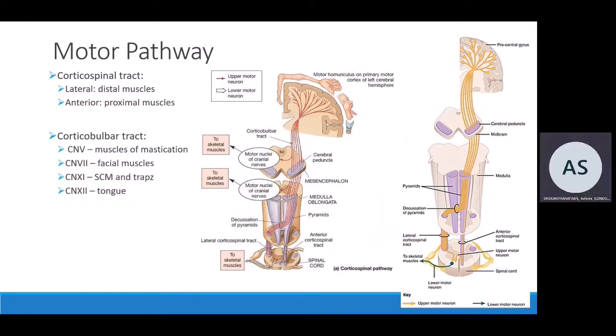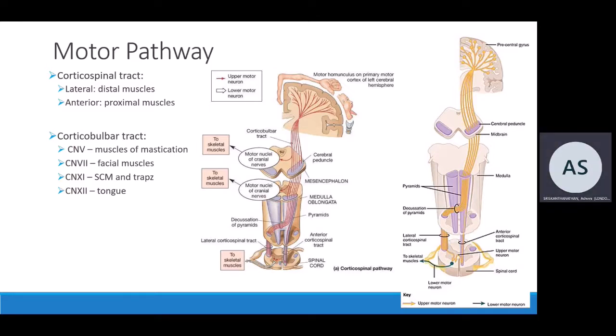So next bit, going through your motor pathways. You've got your corticospinal tract, which controls your voluntary movement. The lateral tracts control all your distal muscles, whereas the anterior tracts control your proximal muscles, so the ones which are closer to your trunk.